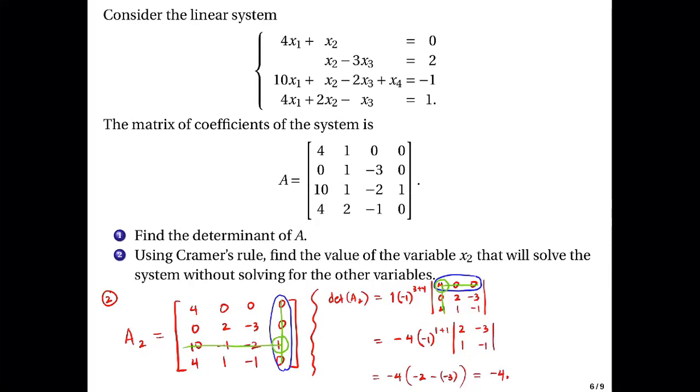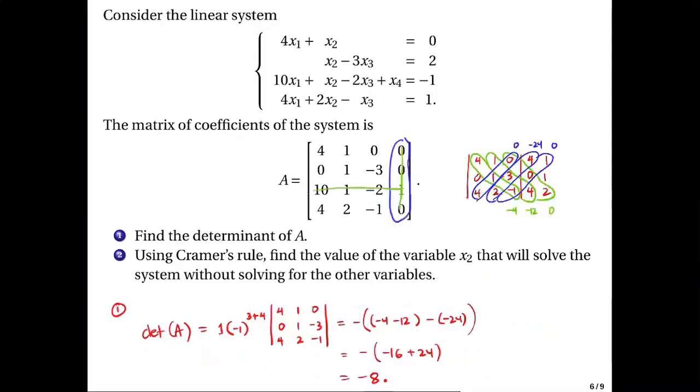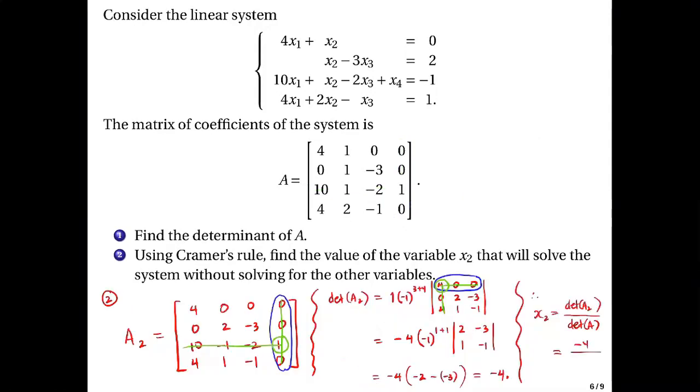Therefore, we now have our x2. x2 is the determinant of A2 divided by the determinant of A. The determinant of A2 is negative 4, while the determinant of A was negative 8 here. So we have negative 8, and therefore x2 is 1/2.